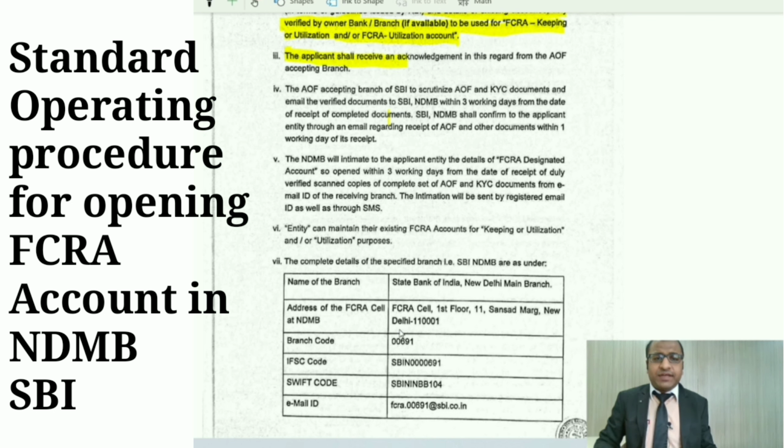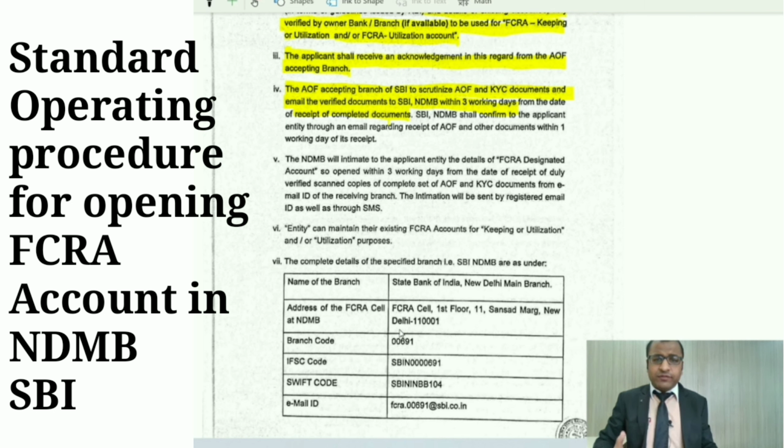Once the application is submitted, an acknowledgement in this regard shall be given to the applicant by the accepting branch. The form accepting branch of the SBI shall scrutinize the form as well as the KYC documents and email the verified documents to SBI NDMB within 3 working days from the date of receipt of completed documents.